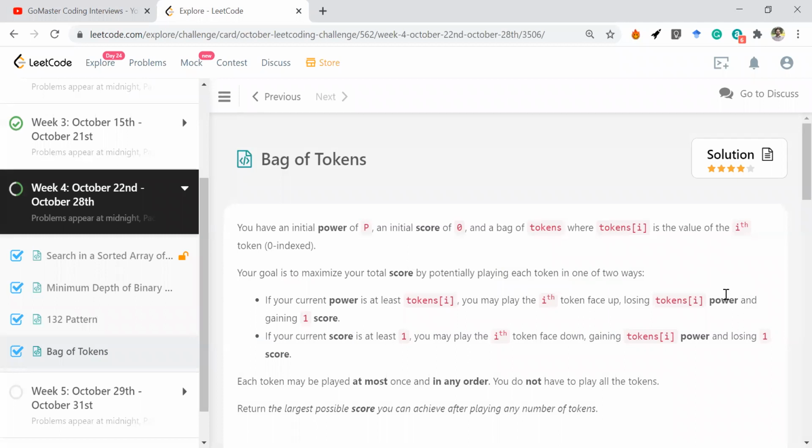I'm going to discuss my solution to the LeetCode problem Bag of Tokens. It's today's problem in the October LeetCoding Challenge. The problem definition is as follows.